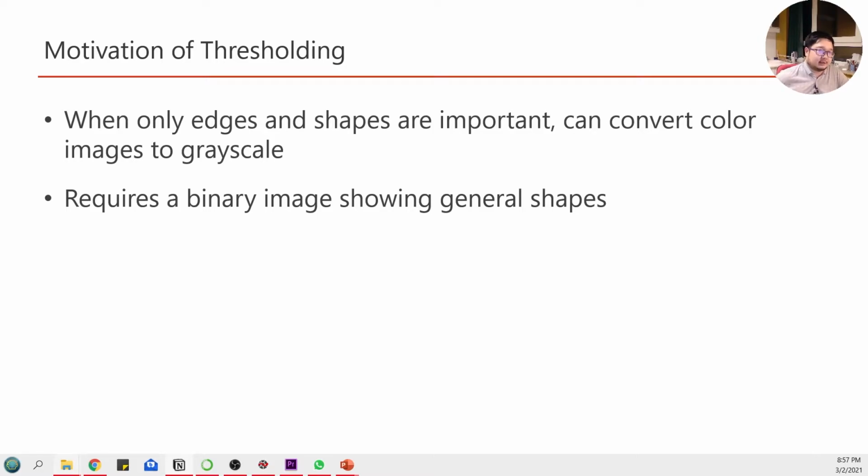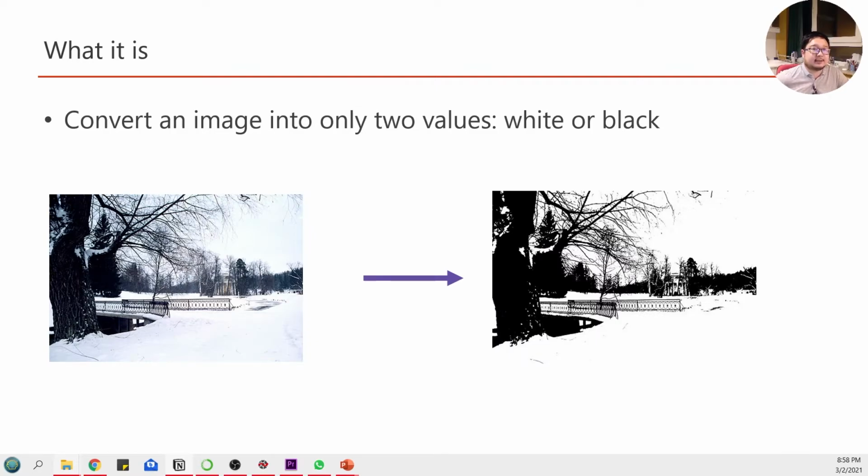Why do we need thresholding? First, when the edges and the shape are very important to us, then we can convert the color image to grayscale. And if we require just a binary image showing the general shapes, we can use thresholding to grab that shape. So thresholding is basically converting an image into just two values, white and black.